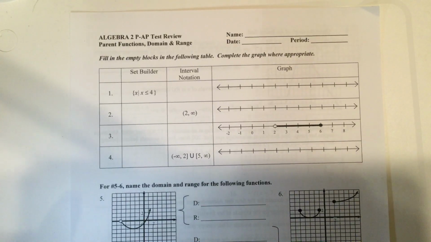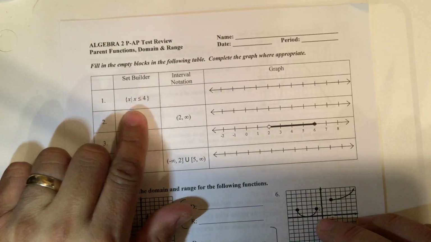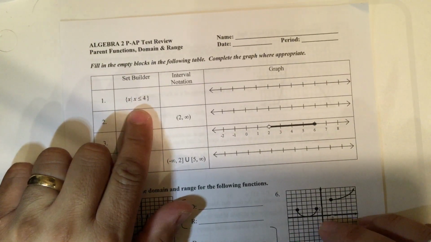All right, so here is the test review. So the first ones, it's asking you to fill in the empty blocks in the following table, complete the graph where appropriate. All right, so for the first one, it gives us set builder. It says x such that x is less than or equal to 4.